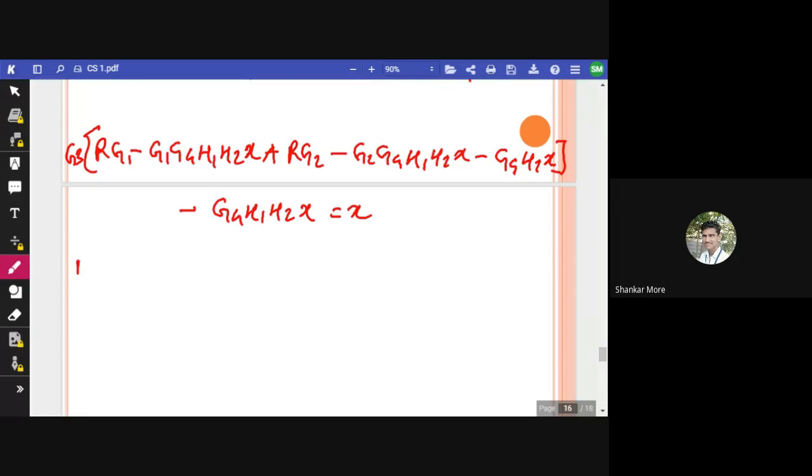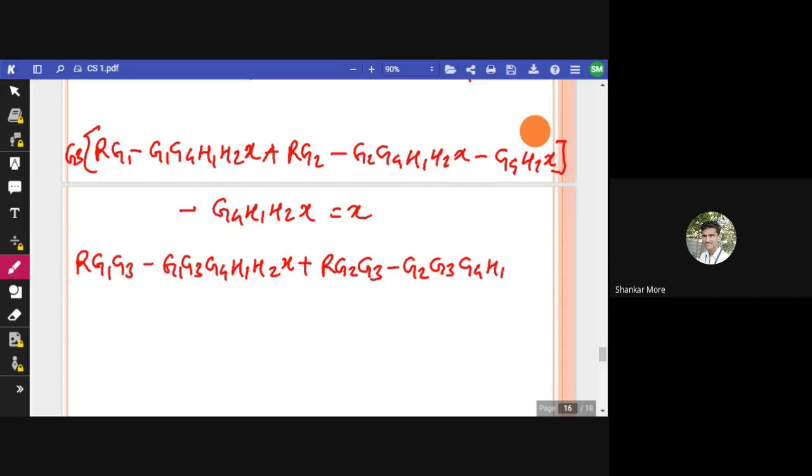सो इट विल बी r इंटू G1 इंटू G3 माइनस G1 इंटू G3 इंटू G4 इंटू H1 इंटू H2 इंटू x प्लस r इंटू G2 इंटू G3 minus G2 into G3 into G4 into H1 into H2 into x minus G3 into G4 into H2 into x, and now this minus this minus G4 into H1 into H2 into x is equals to x. All right, ठीक है. अभी क्या करना है?